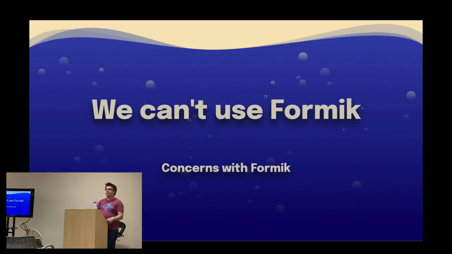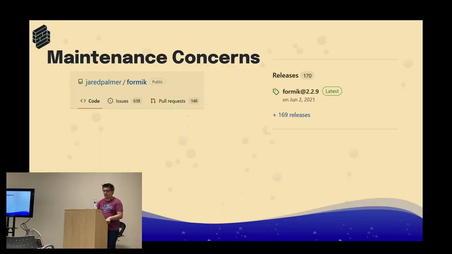we can't use Formik at my company. Here's why. We have some maintenance concerns. If you look at the repository, it was last published in 2021, which may not seem like that long ago, but this was pre-React 18. React 18 changed a lot, right? There's 600 GitHub issues. That's a lot. That seems like it hasn't been cut down recently.